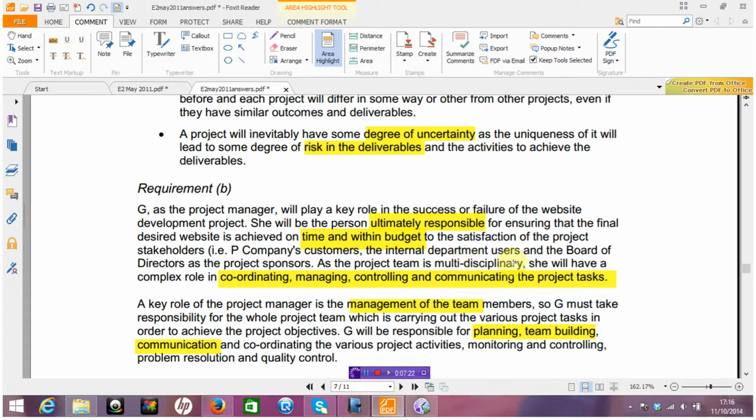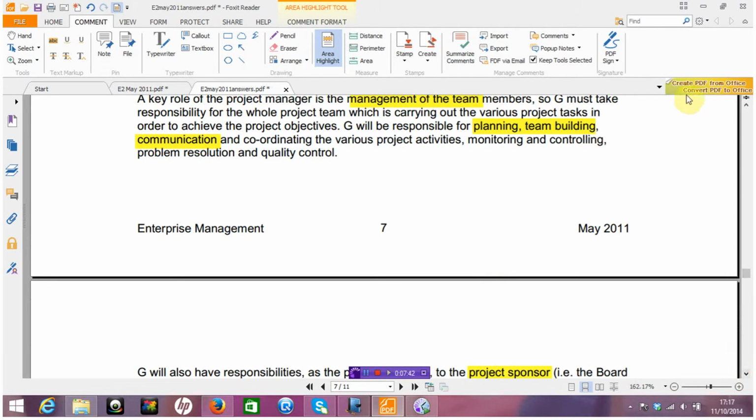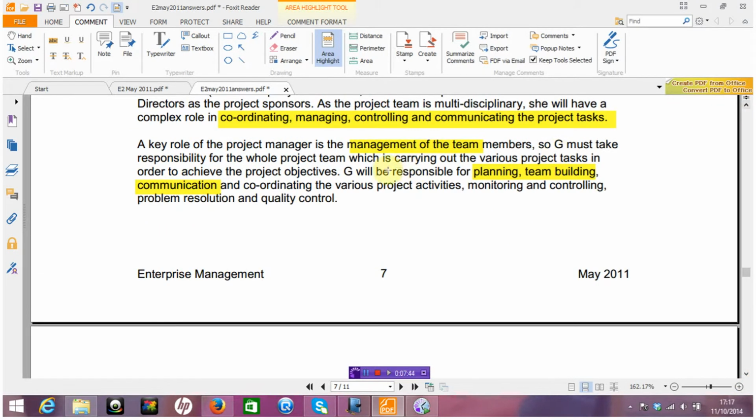She'll have a multidisciplinary team, and she'll be responsible for coordinating, managing, controlling, communicating the project tasks. And those 4 verbs summarize to a large extent what she will be involved in doing. Okay. Now they deal first with this idea of the team. We talked about the team up above in terms of key stakeholders, and certainly her role is to manage the team in some way.